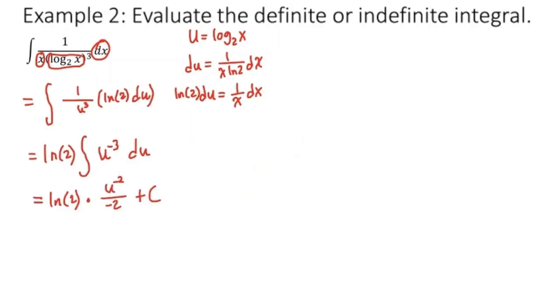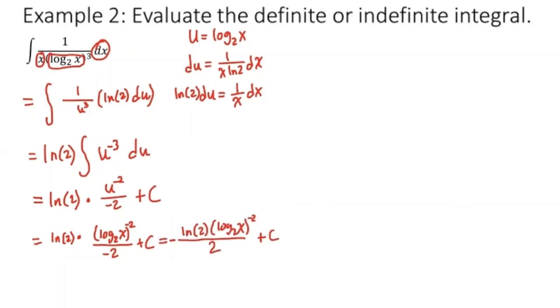So when we apply power rule, we get that the antiderivative of u to the negative third is u to the negative second over negative 2. Replace our u with the log base 2 of x, and we get natural log of 2 times the log base 2 of x to the negative second all over negative 2 plus c, which we can further clean up, and we get negative natural log of 2 times the log base 2 of x to the negative second all over 2 plus our constant c.